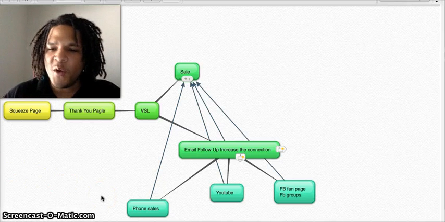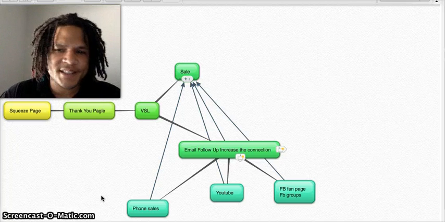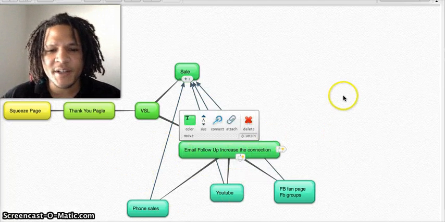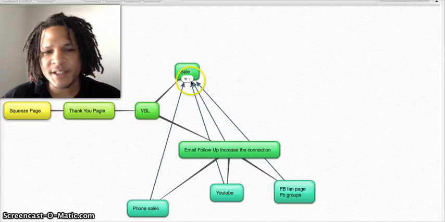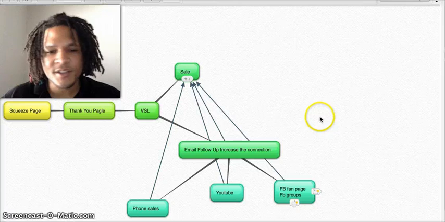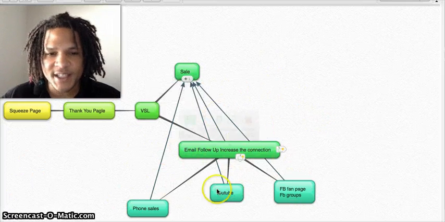So you can set up phone teams that'll actually call your leads for you, and they're trying to sell them for you, and that doesn't take any more time. So we're doing all of this stuff to increase the connection, and then what happens? We get the sale eventually, right? This can take months, weeks, years, whatever. But this is what we're constantly doing. We're constantly trying to increase the connection.